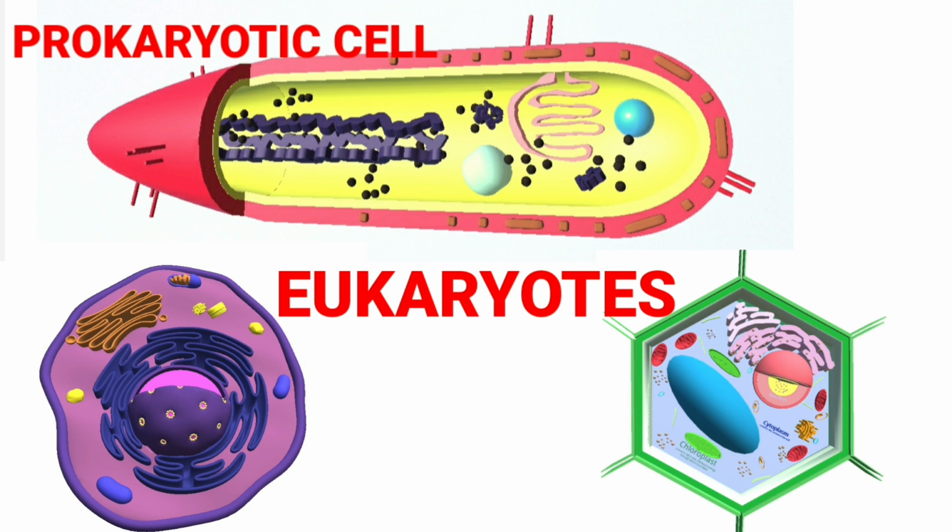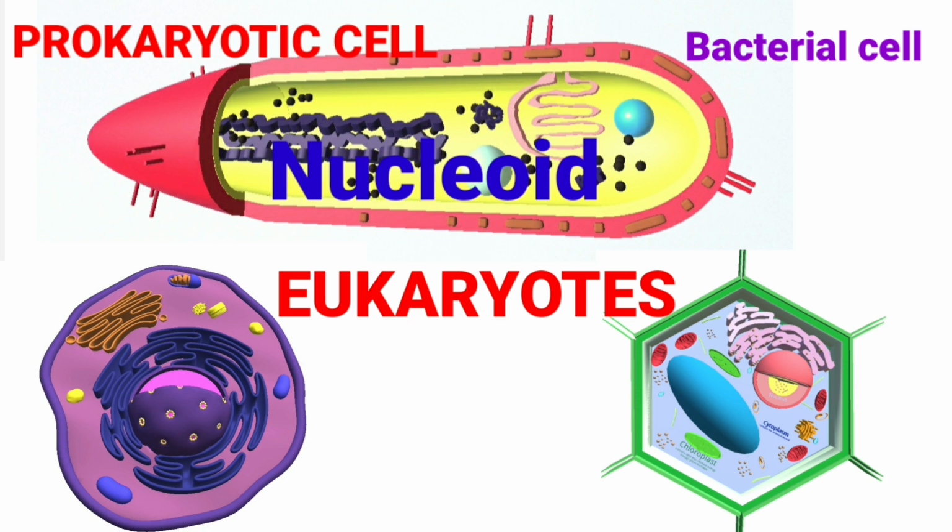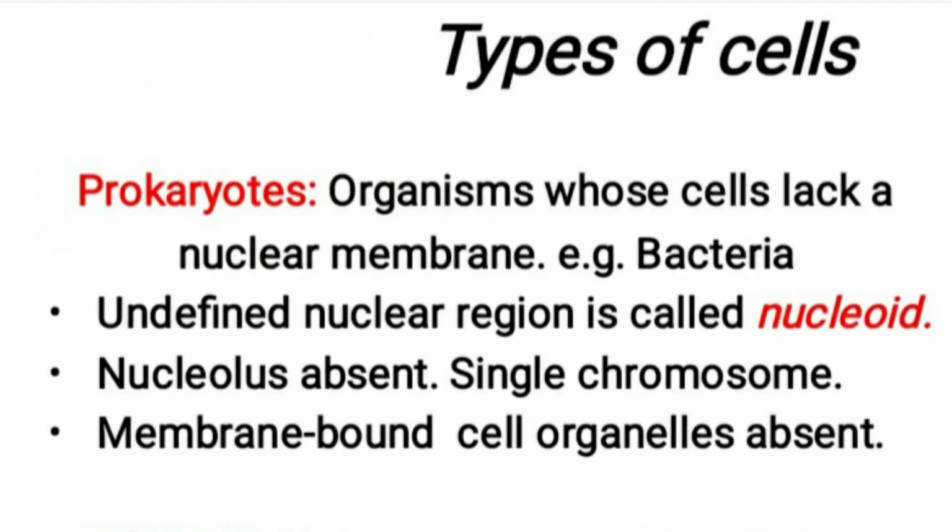Prokaryotes consist of a primitive nucleus, a poorly defined genetic material scattered in the cytoplasm and not covered by a nuclear membrane. That part is known as the nucleoid. Nuclear membrane is absent and membrane-bound organelles are absent. Also, the chromatin material present in the cytoplasm is considered a single chromosome. There is only one single chromosome in prokaryotes. Most of the bacteria are prokaryotes.